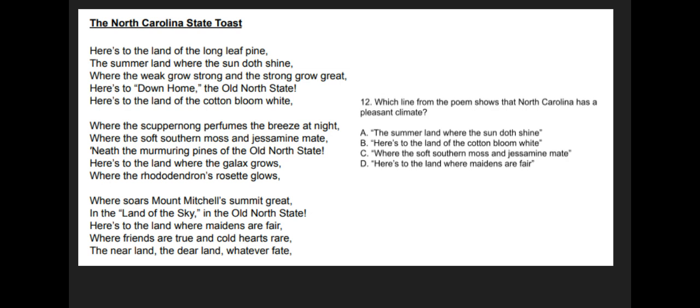The North Carolina State Toast. Here's to the land of the longleaf pine, the summer land where the sun doth shine, where the weak grow strong and the strong grow great. Here's to down home, the old North State.